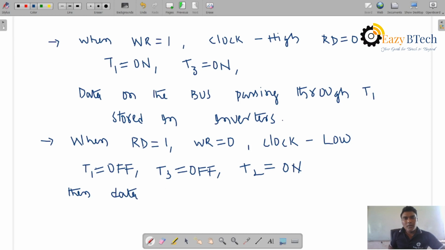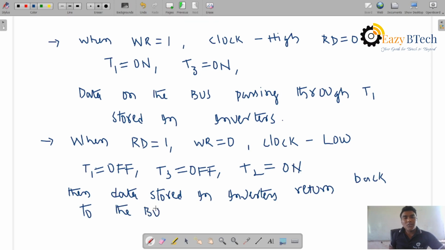Data stored in inverters returns back to the bus. So there is a write operation and a read operation through the inverters.